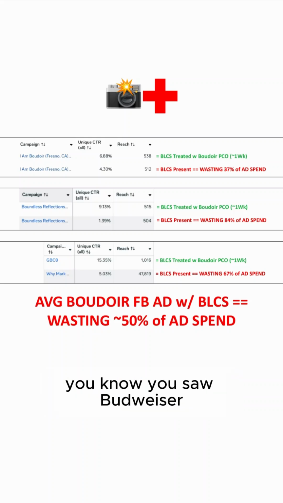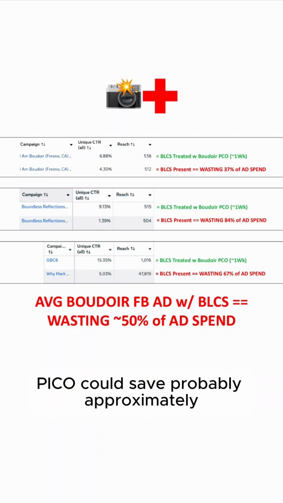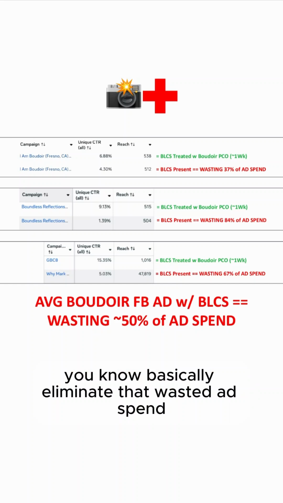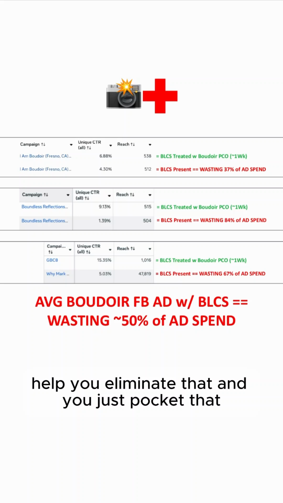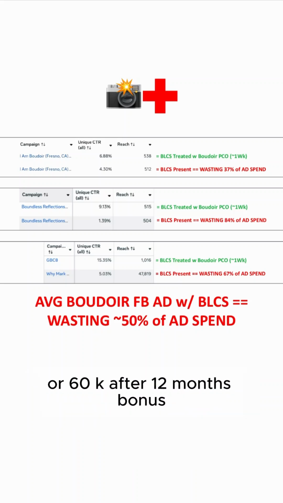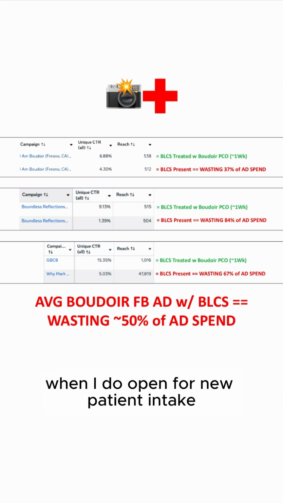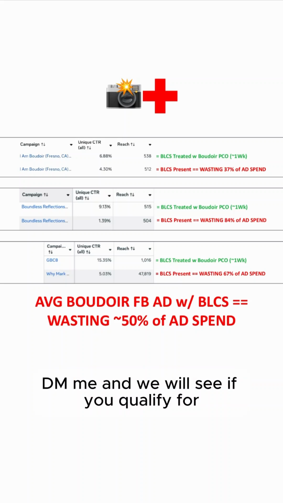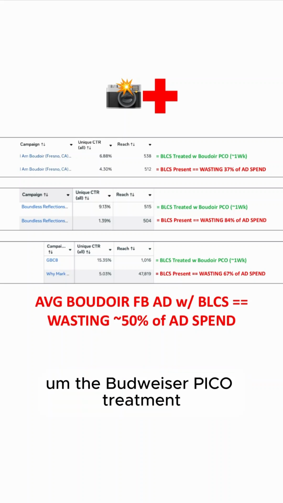If you want this outcome, you saw Boudoir Pico could save approximately, if you're spending 10K, approximately 5K a month. Basically eliminate that wasted ad spend, and you just pocket that, you don't have to spend it. So 5K a month, kind of a 60K bonus after 12 months. And so if you want that outcome, then yeah, DM me when I do open for new patient intake, and we will see if you qualify for the Boudoir Pico treatment.